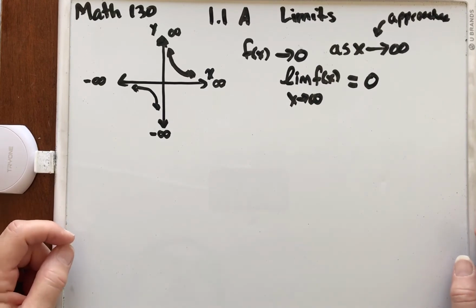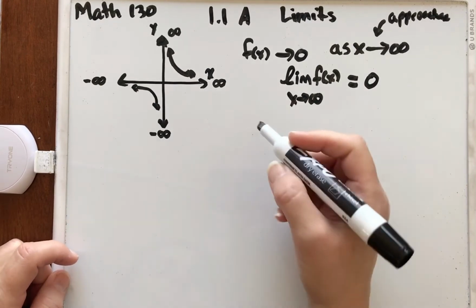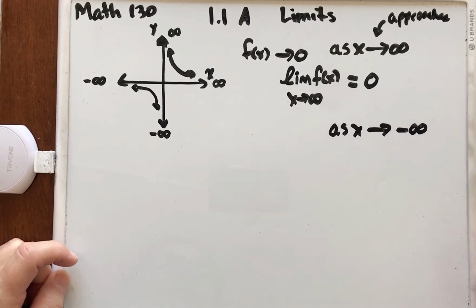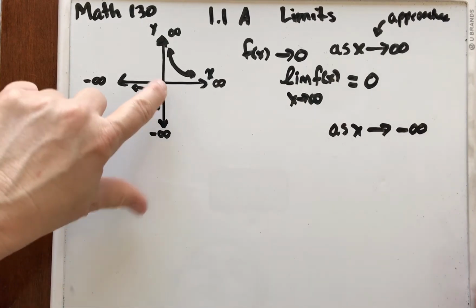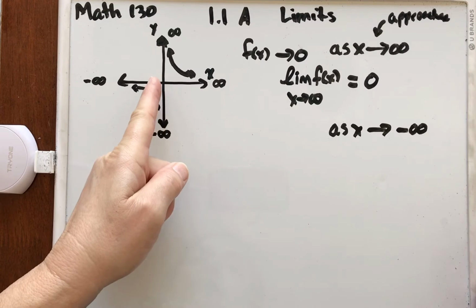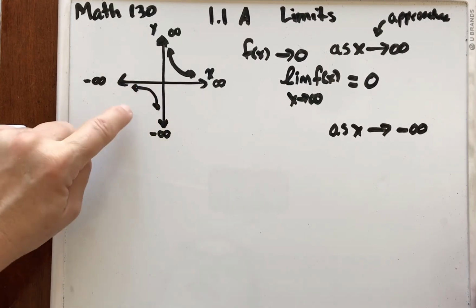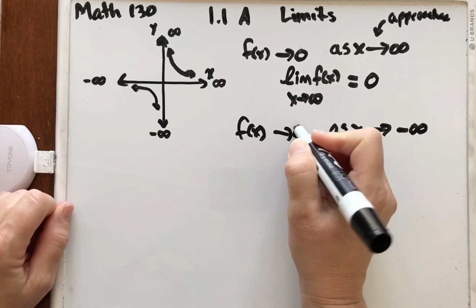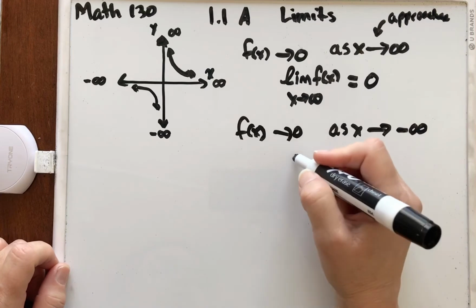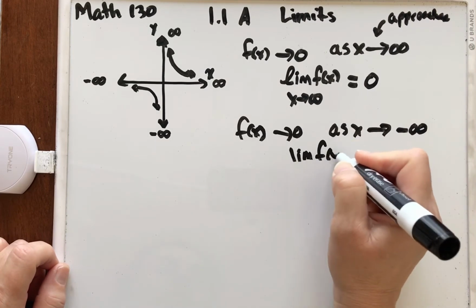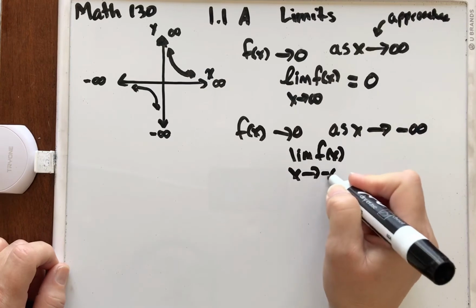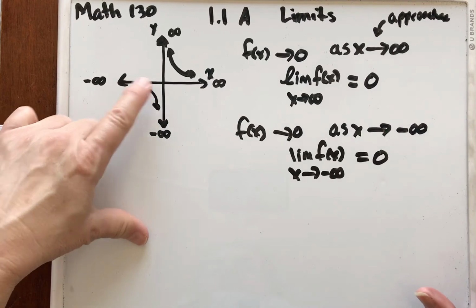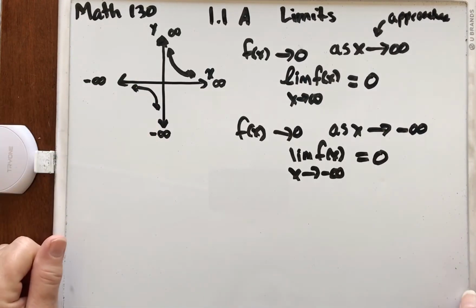Okay, so let's do another one. Let's look at negative infinity. As x approaches negative infinity, what's happening? Well, here's negative infinity, here's x. As x goes towards negative infinity, f of x is also going towards 0. F of x approaches 0. Okay, so we can rewrite that as the limit of f of x as x approaches negative infinity also equals 0. Because this is getting closer and closer to the x-axis, so y is getting closer to 0.